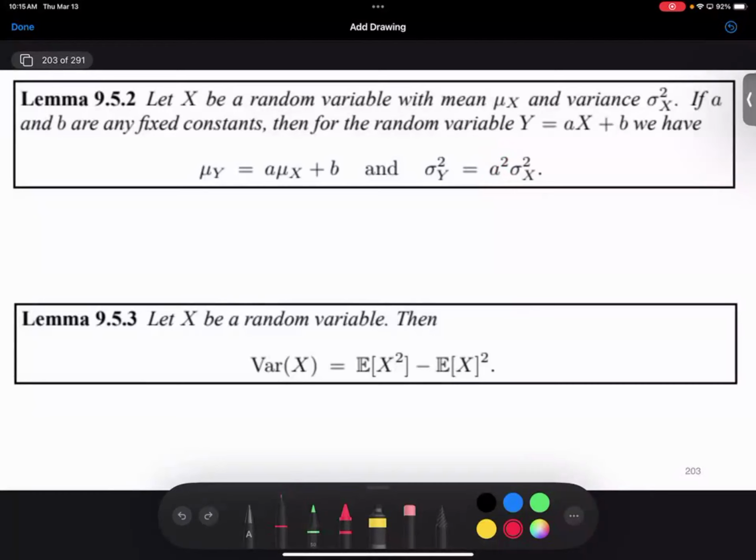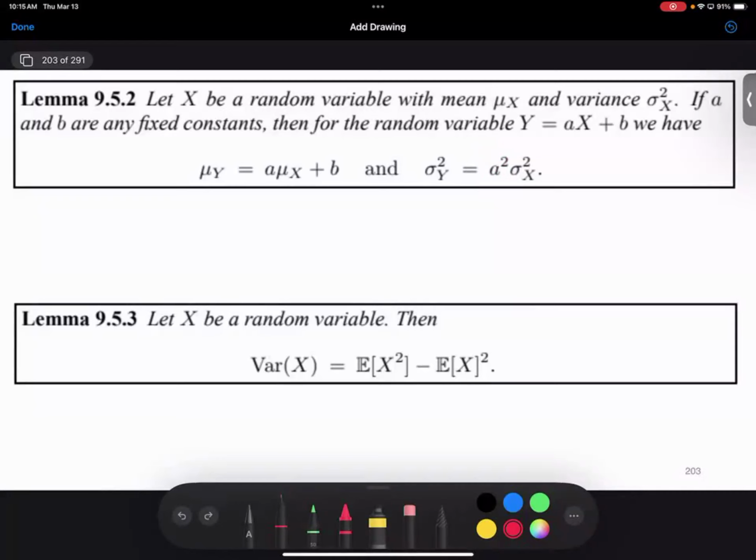And then, I've mentioned before, and this just comes from expanding out the definition, this is extremely valuable. One way to compute the variance is to look at the square of x, take its expected value, and then subtract off the square of the expected value of x.